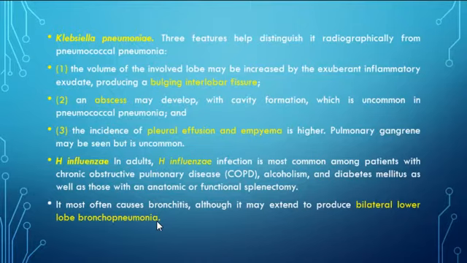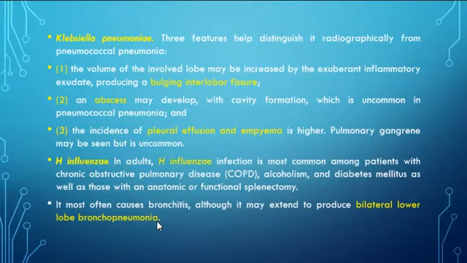Talking about Klebsiella, Klebsiella can be distinguished from pneumococcal pneumonia by three radiologic appearances: bulging interlobar fissure, abscess formation, which is not common in pneumococcal pneumonia, and pleural effusion and empyema being more frequent. Pulmonary gangrene may be seen but is uncommon.